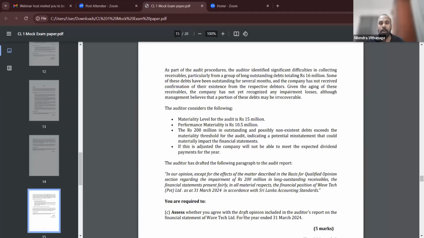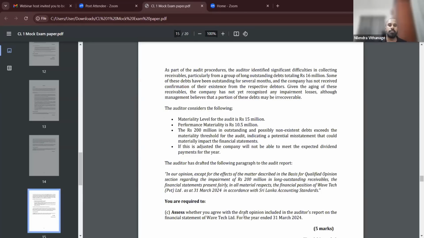Some of these debts have been outstanding for several months. That means they don't pay. Impairment. And the company has not received confirmation of their existence from the respective debtors. We don't know whether these debtors even exist. Given the aging of these receivables, the company has not yet recognized any impairment losses, although management believes a portion of these debtors may be irrecoverable. Not even five cents has been recovered. 16 million still in the books. Overstating of receivables by 16 million.